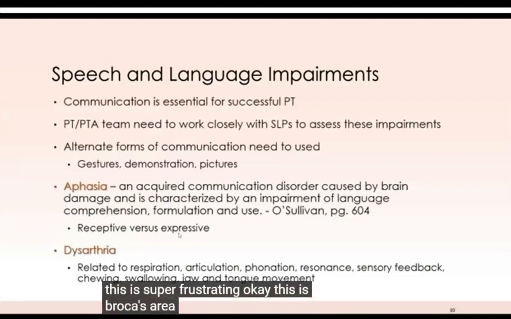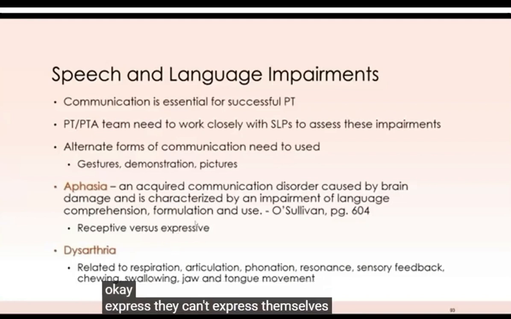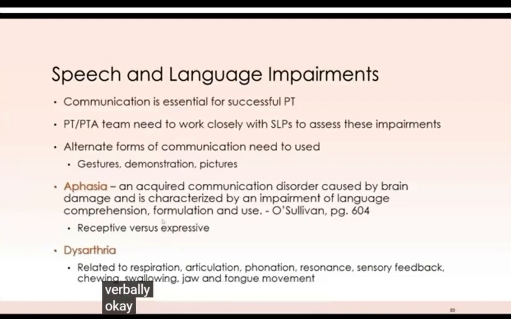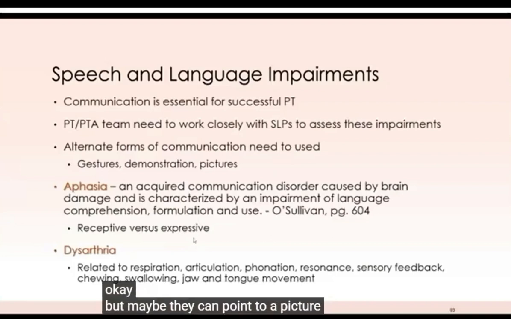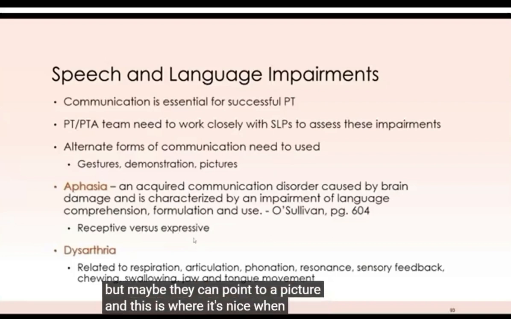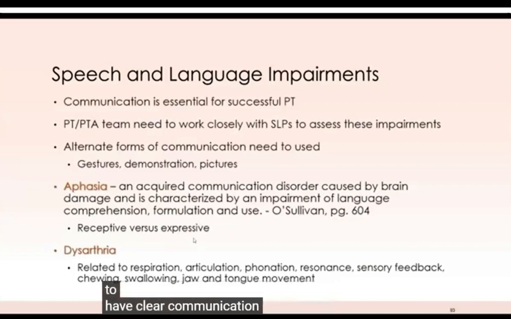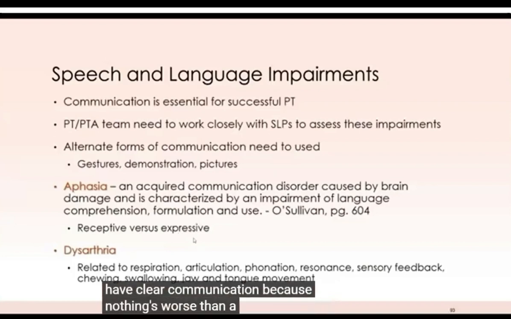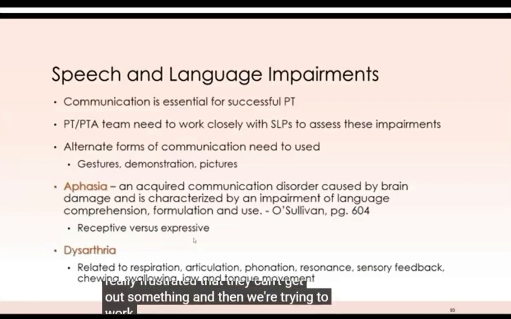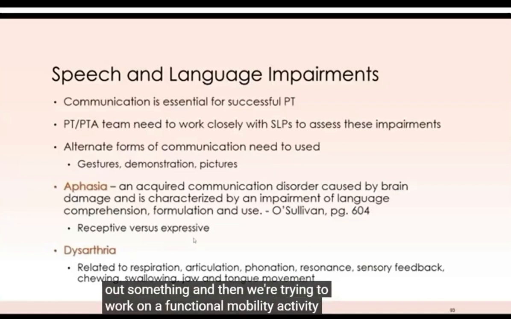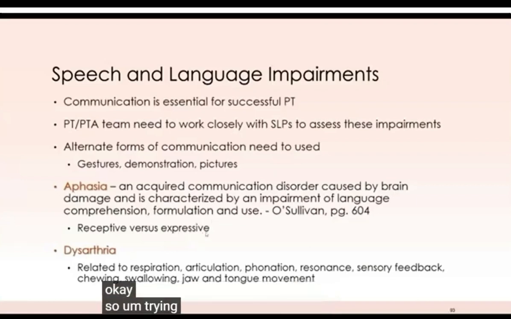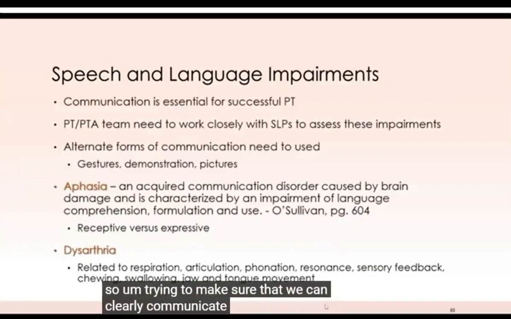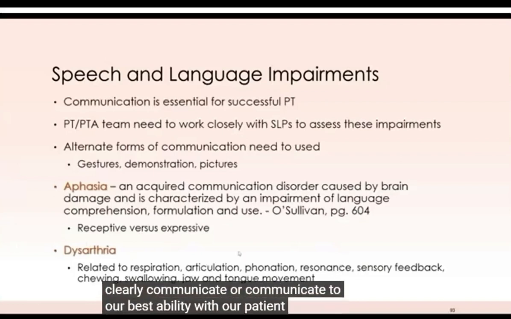This is Broca's area, more on the frontal lobe, okay? They can't express themselves verbally. Okay, but maybe they can point to a picture. This is where it's nice when we can work with speech therapists on trying to have clear communication, because nothing's worse than a patient who's really frustrated that they can't get something out, and then we're trying to work on a functional mobility activity. Okay, so trying to make sure that we can clearly communicate, or communicate to our best ability, with our patient.